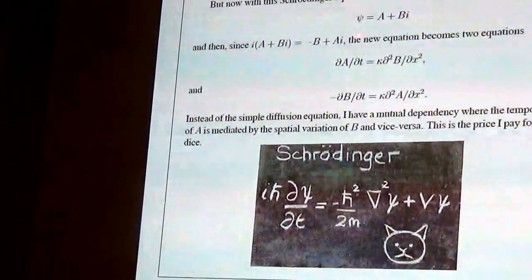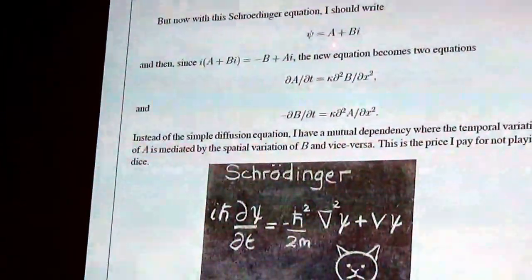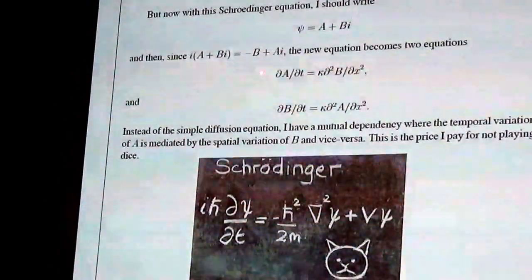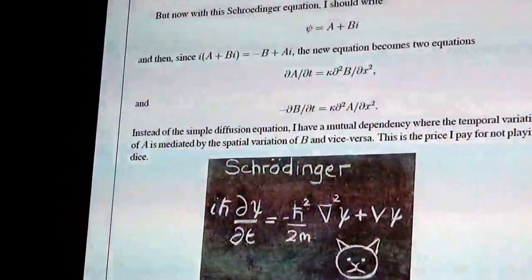So now with the Schrodinger equation, I'm telling the story again in this slide, that's all. I can write, having created I, A plus BI, and then it switches accordingly, and the two equations become one equation, and we have the Schrodinger equation.